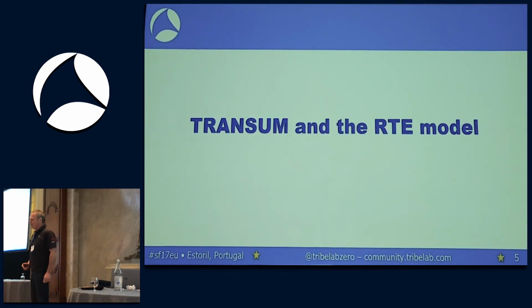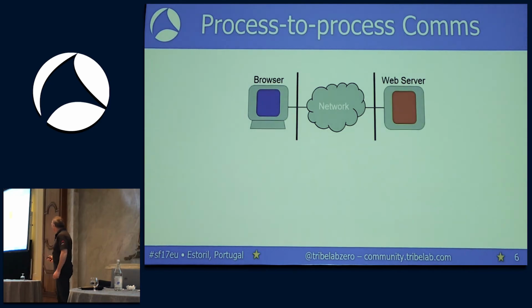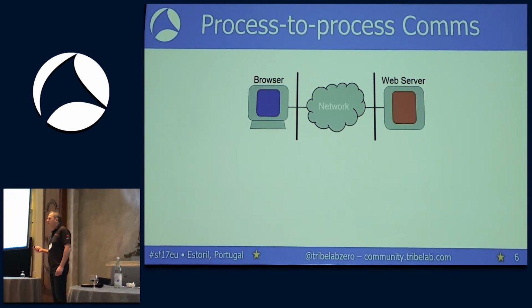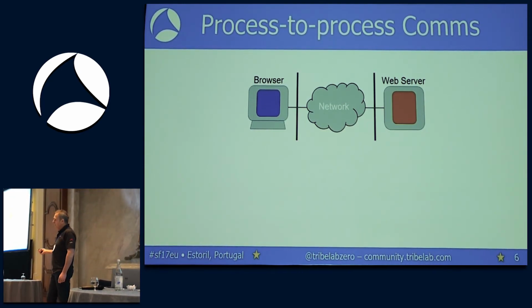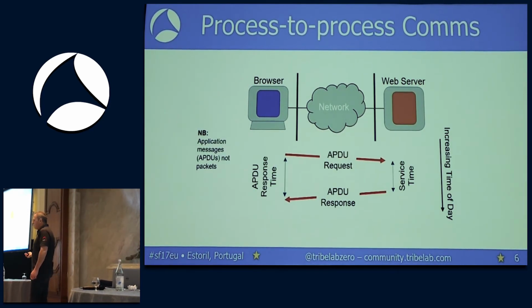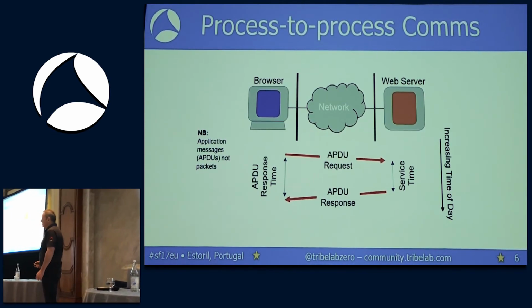Okay, so Transum and RTE. If we consider communication in a network, what we're looking at is process-to-process communication, from a browser to a web server, from a PC to a file server, from a web server to a database server. It's all process-to-process communication. And in probably more than 90% of the systems we look at, they communicate in the same pattern: they send a request and expect a response.